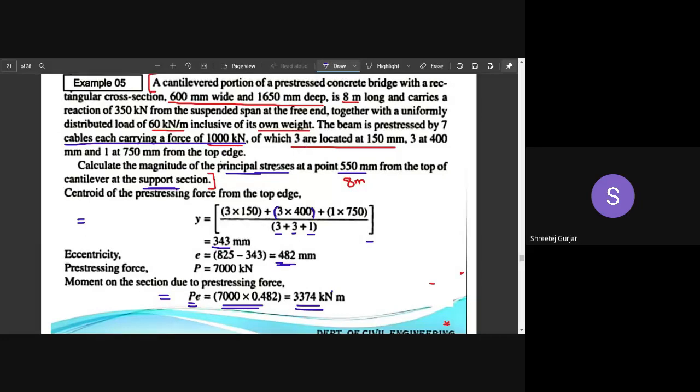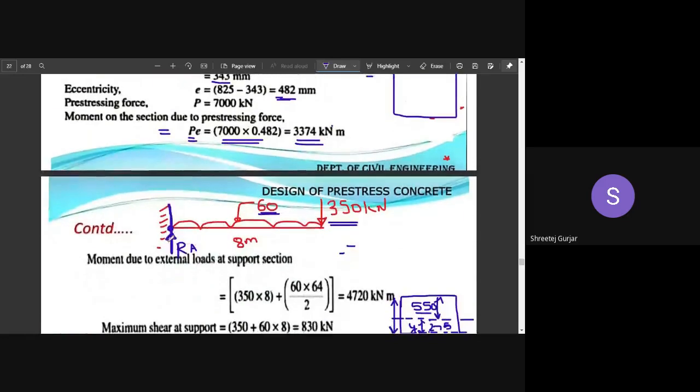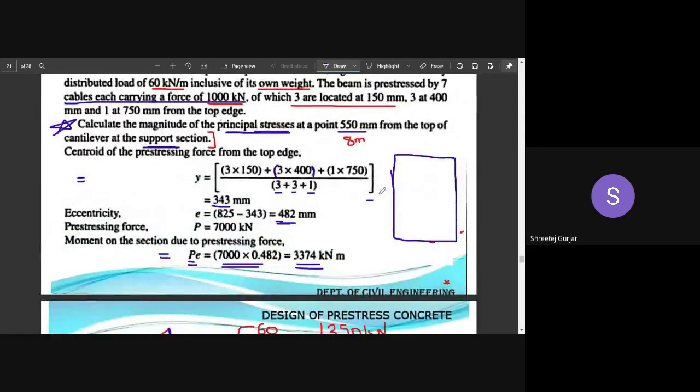Okay, so our main aim here is to calculate the principal stresses. Main aim is principal stresses. And this principal stress we need to find out at the support section. This section which I am drawing over here is taken from the support section, and this is the neutral axis. We have been told to find out at a distance of 550 mm from the top. So this distance is 550. So it is not at the neutral axis, it is at a distance.